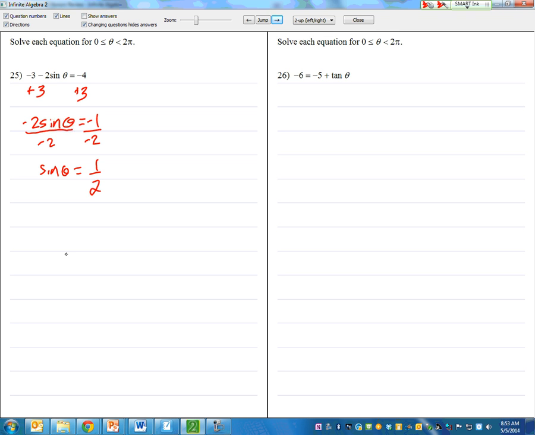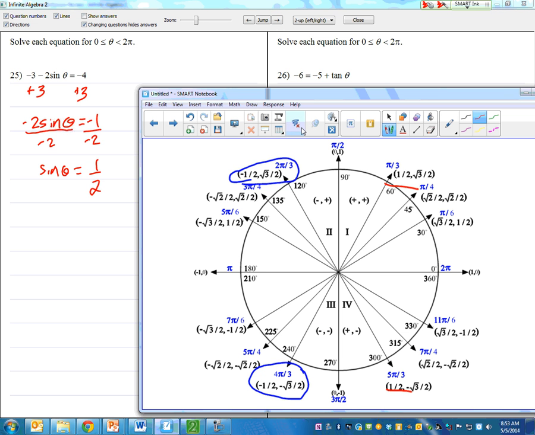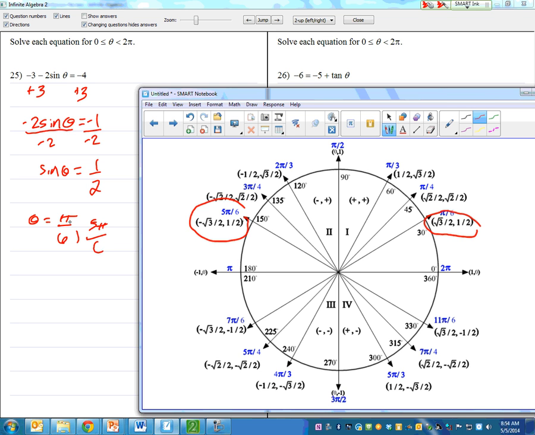Well, I know that sine is positive in the first quadrant and the second quadrant. So I'm going to pull up my unit circle. I'm going to clear off the ink here. But we're looking for when sine is positive 1/2, and that's going to be right here and right here. So for this case, theta is going to equal pi sixths and 5 pi sixths. And those are my two solutions.